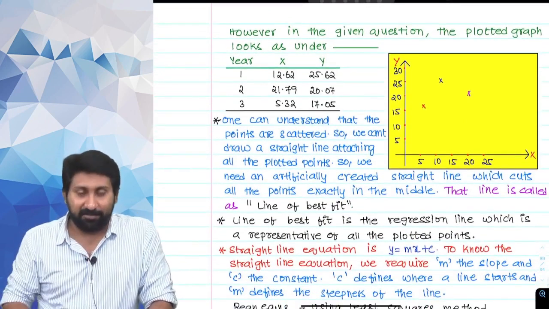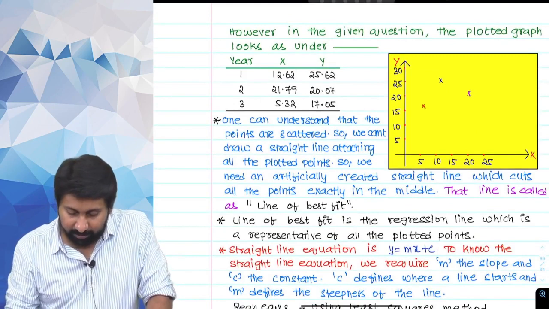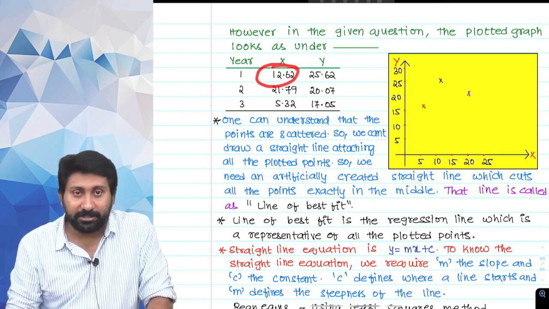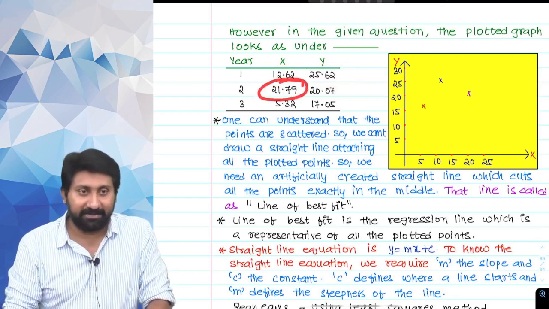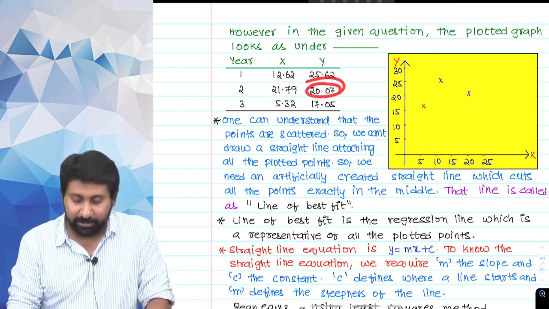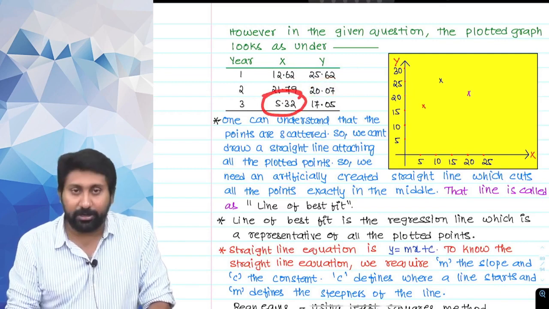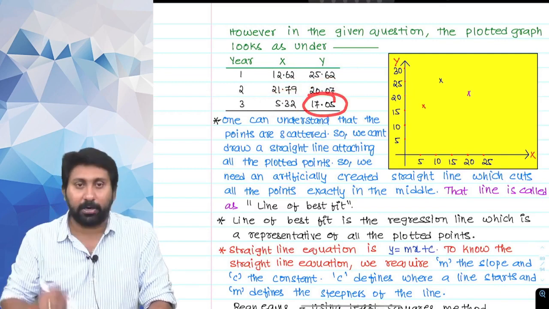In our given information, in year 1, the market is at 12.62 and the security is at 25.62. Then the market is at 21.79 and the security stands at 20.07. Then the market is at 5.32 and the security is standing at 17.05.